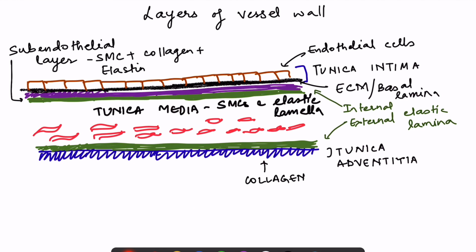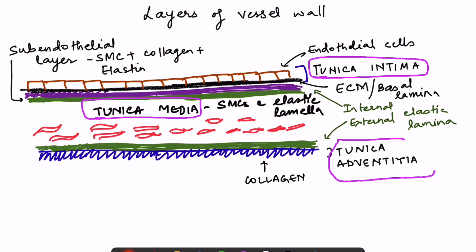So, the vessel wall, as I told you before, consists of three layers. There is tunica intima, then there is tunica media, and there is tunica adventitia. And here is the lumen of the vessel. So, tunica intima is the innermost layer and it consists of a single layer of endothelial cells which is supported by an extracellular matrix layer that is also known as basal lamina. So, this extracellular matrix, as the name suggests, will consist of collagen. Then there is a subendothelial layer which may be present in some vessels, may not be present in other vessels. The subendothelial layer again consists of smooth muscle cells, collagen and elastin.